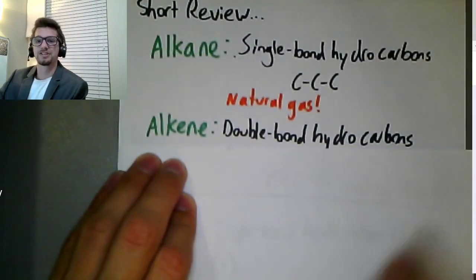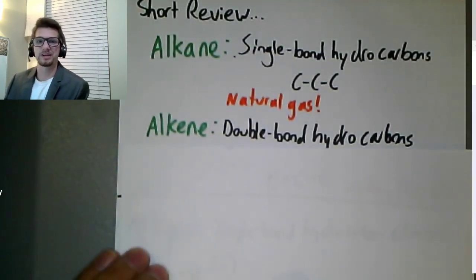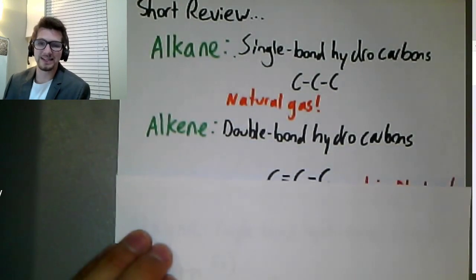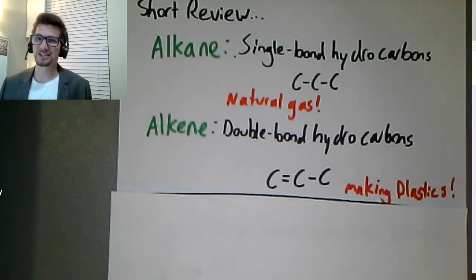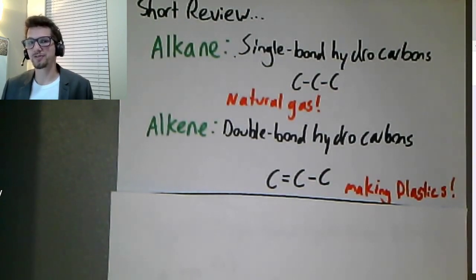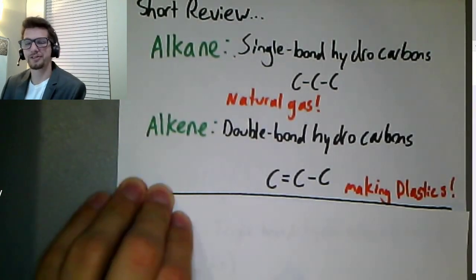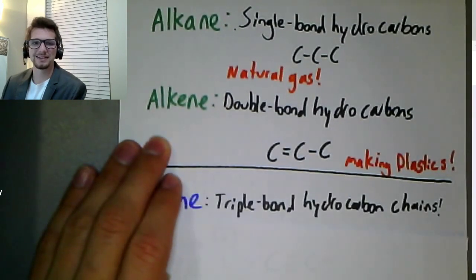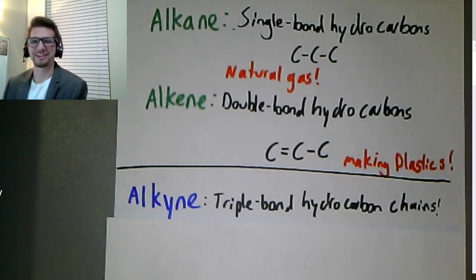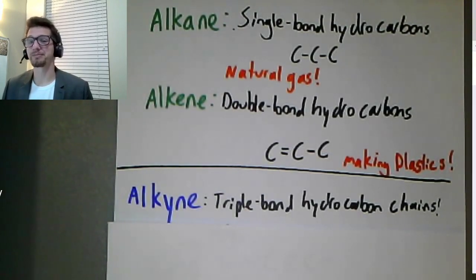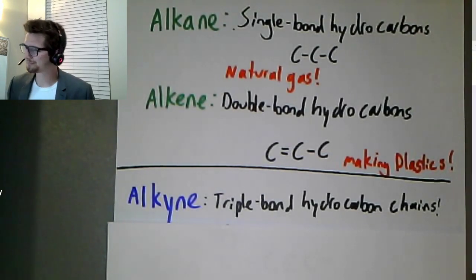Alkene, double bond hydrocarbons. So alkene is any straight chain of carbons that are linked together where you have a double bond involved. And of all things, those are actually useful for making plastics. And now we're going to introduce our third friend, the alkyne. So we have alkane, alkene, and alkyne. Alkyne is any triple bond hydrocarbon chain.